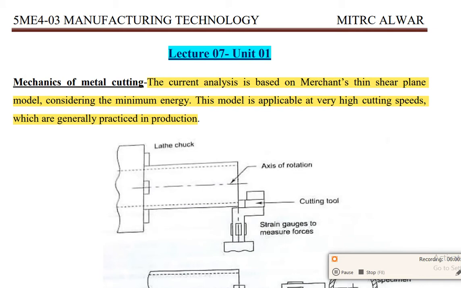The object is prepared by moving the cutting tool on the workpiece, and it gets the desired shape. This is known as metal cutting for the required purpose. So here we are looking at this figure.